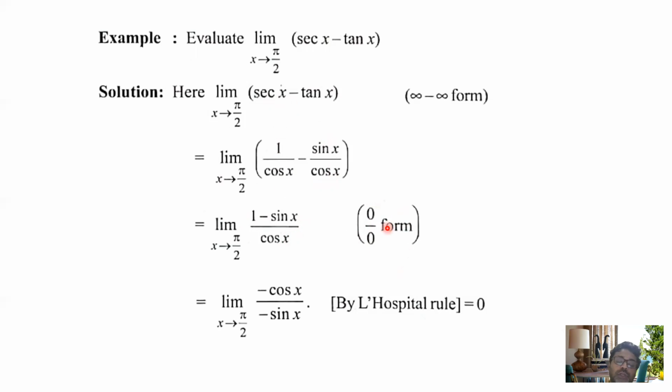Again using L'Hospital rule, what do you do? Differentiate: the derivative of 1 minus sin x is minus cos x, and the derivative of cos x is minus sin x. So from it is clear that if I put x equals to pi by 2, cos pi by 2 is 0 and sin pi by 2 is 1. So ultimately your result is 1.